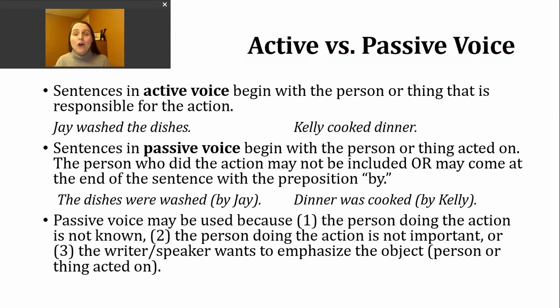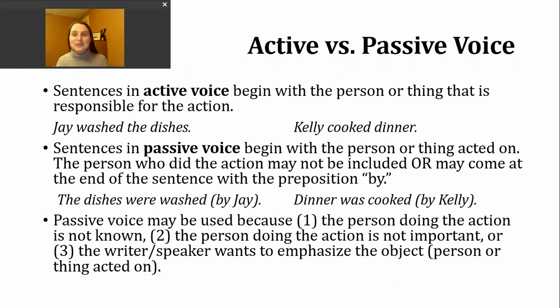So I'm going to take our first two active voice examples and make them passive. The dishes were washed. I could put a period there. That's a nice, complete passive voice sentence. I could also say the dishes were washed by Jay. My second example, dinner was cooked. I could put a period there, or I could say dinner was cooked by Kelly. That would be fine too. Both of those are examples of the passive voice.